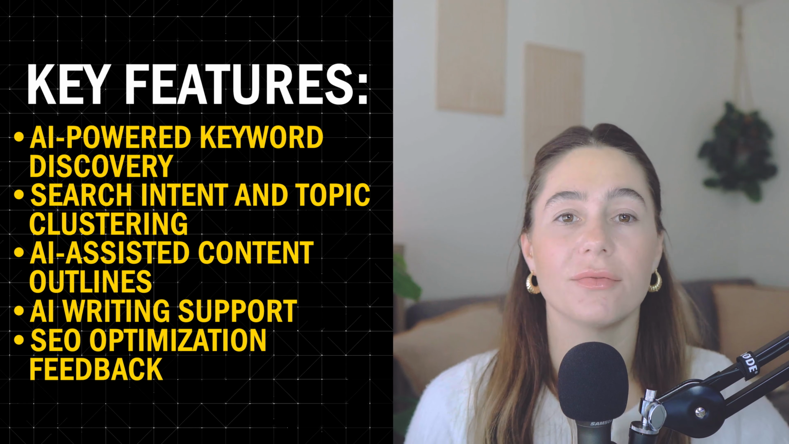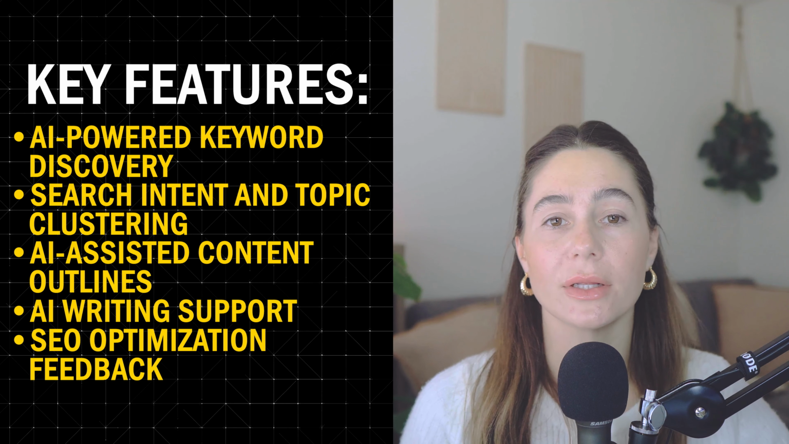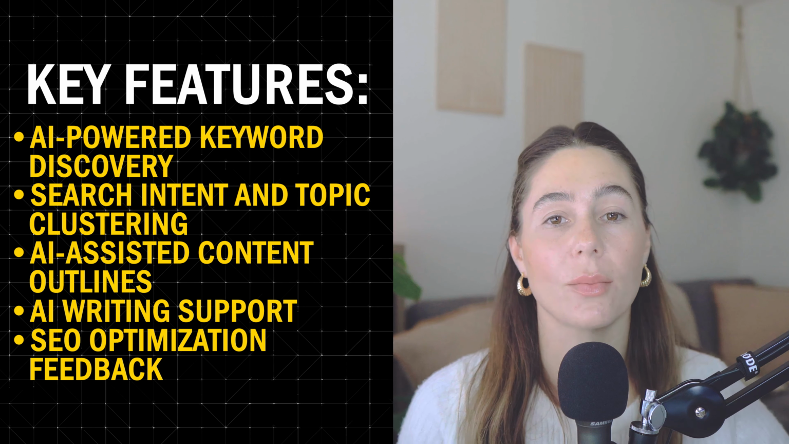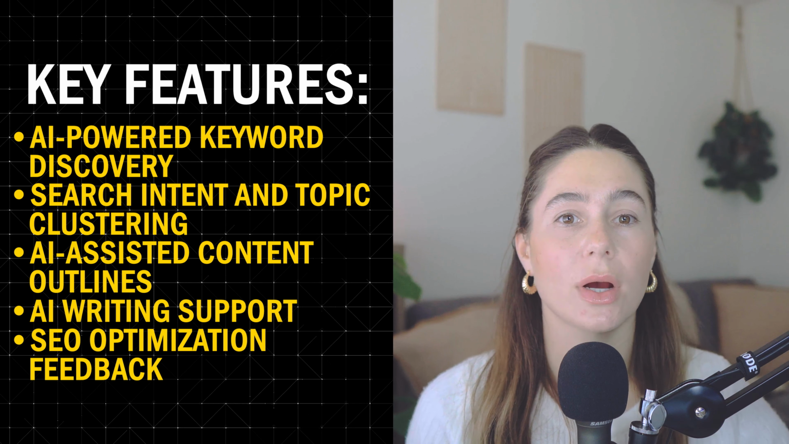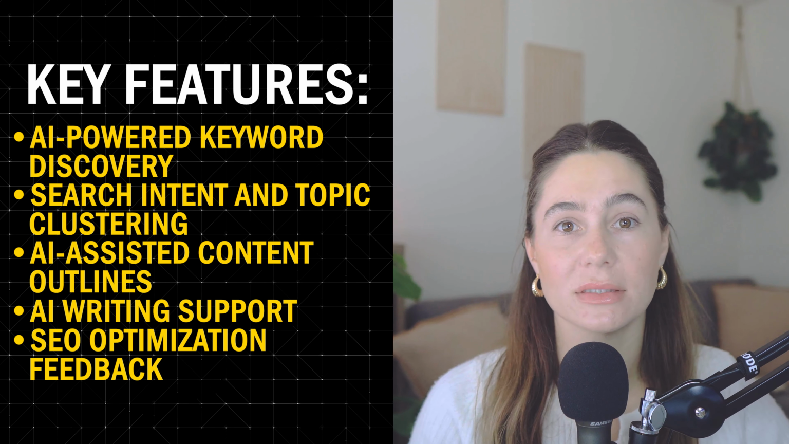SEO optimization feedback is next. Semrush provides feedback on keyword usage, readability, and then overall optimization. This helps to ensure your content is aligned with SEO best practices without turning it into a keyword stuffed mess. You still control the final output, but you're not guessing whether you missed something important.